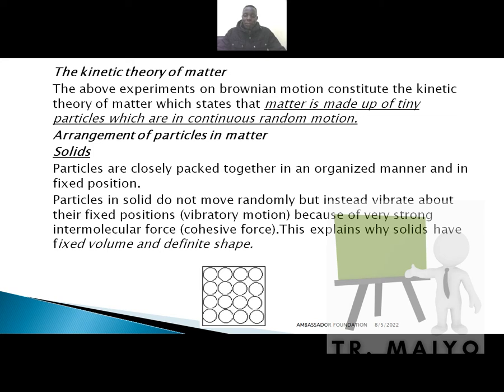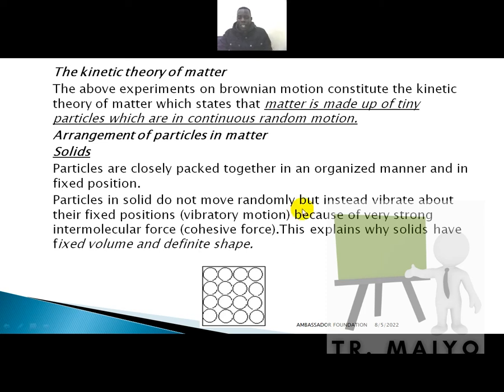Let's look at the kinetic theory of matter. And you know, when we are dealing with kinetic theory of matter, we all know that matter has three states: solids, liquids, and gases. We are going to continue from what we had said concerning the Brownian motion, which constitutes the kinetic theory of matter. So kinetic theory of matter states that matter is made up of tiny particles which are in continuous random motion. Matter is made up of tiny particles which are in continuous random motion. And we are going to see one by one, starting with solids, liquids, and gases.